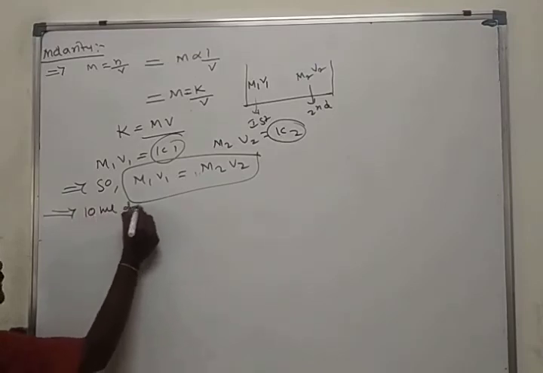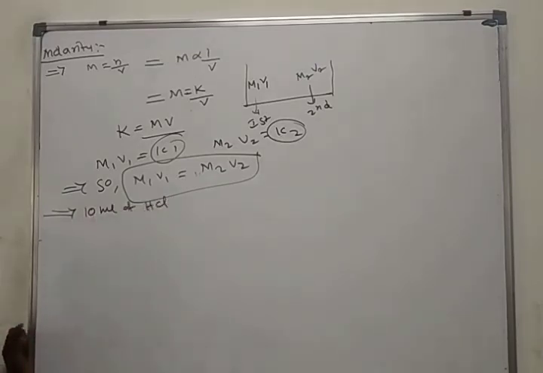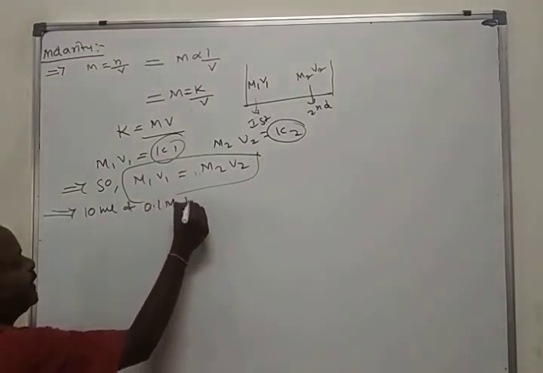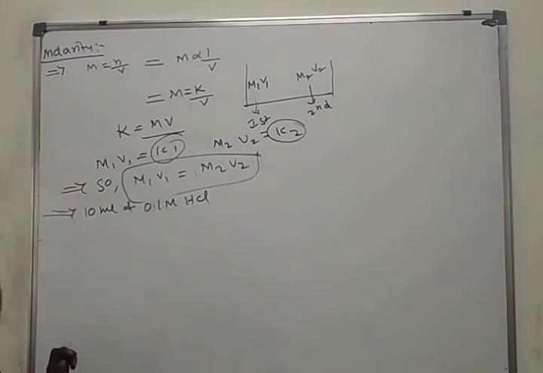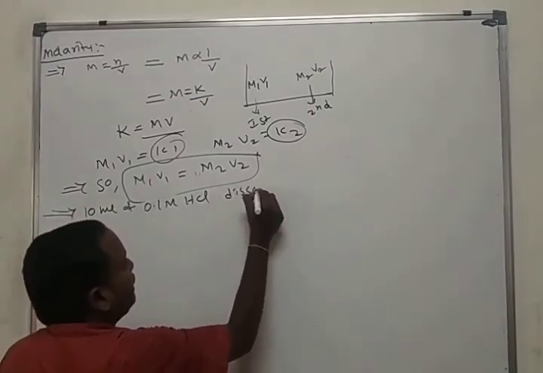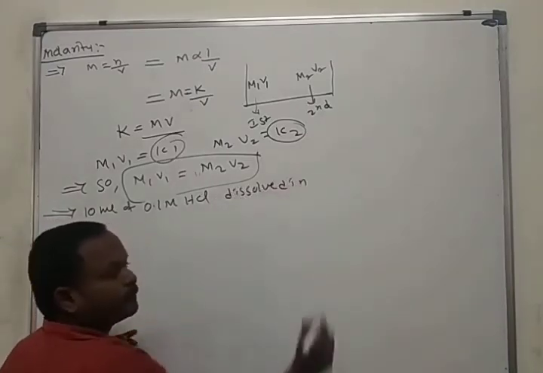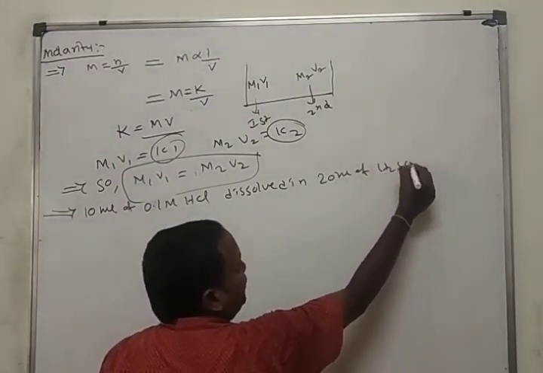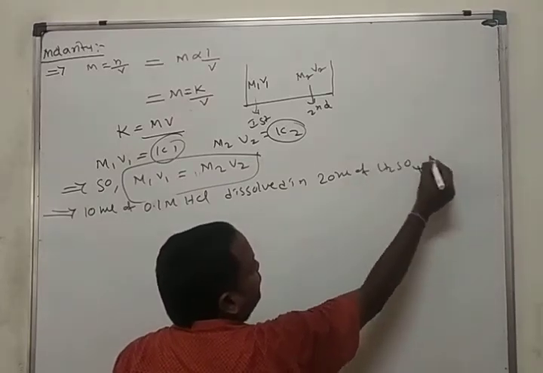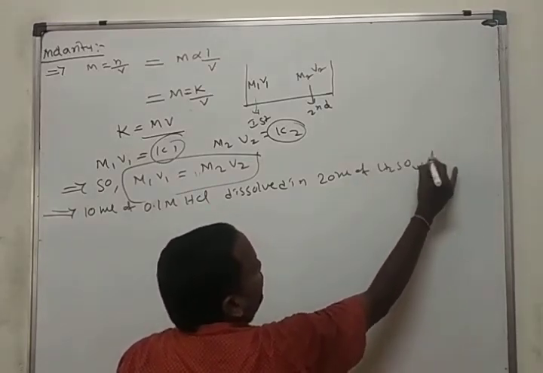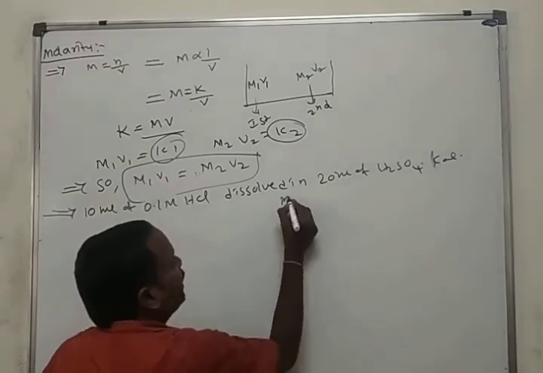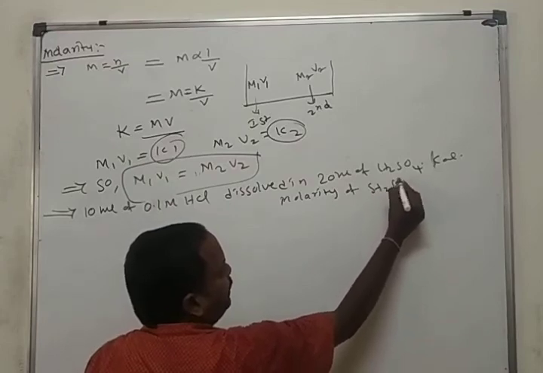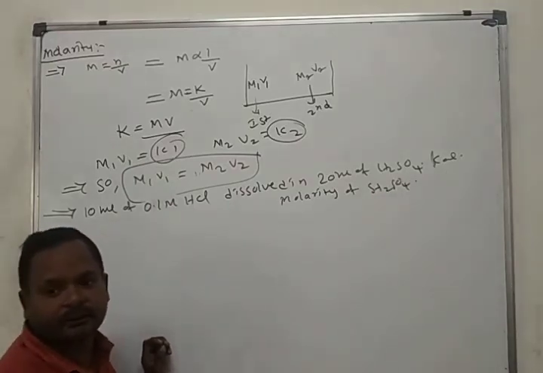10 ml of 0.1 M hydrochloric acid is dissolved in 20 ml of sulfuric acid. Calculate the molarity of sulfuric acid.